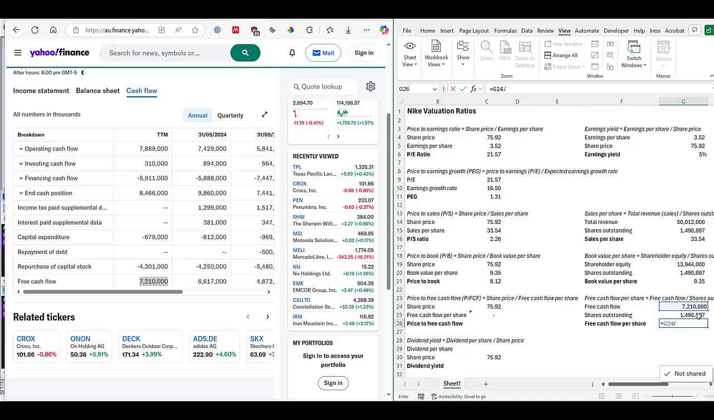7.2 billion in free cash flow divided by 1.49 billion shares outstanding gives us a free cash flow per share of 4.84. Divide the share price of 75.92 by the free cash flow per share of 4.84 gives us a price to free cash flow of 15.7. That means you must pay $15.70 for each dollar of Nike's free cash flow.